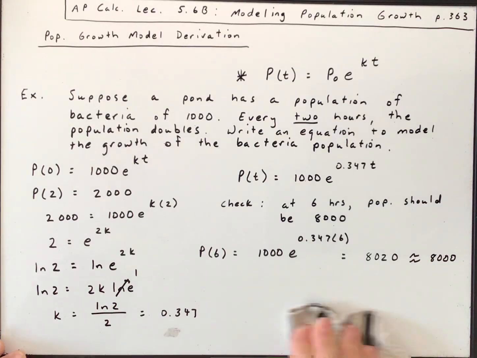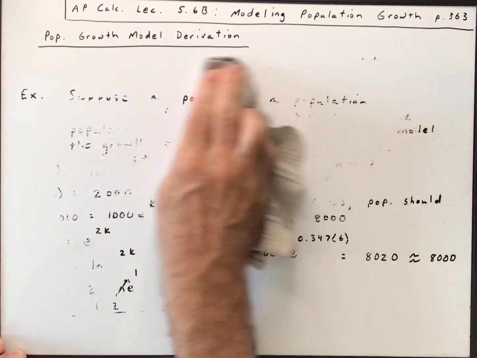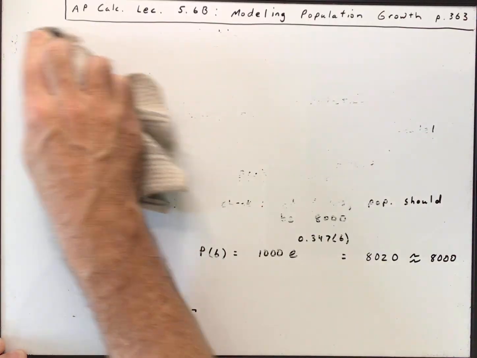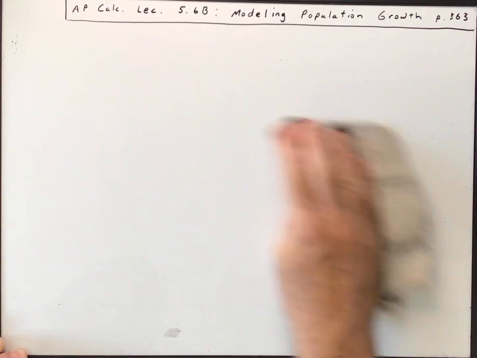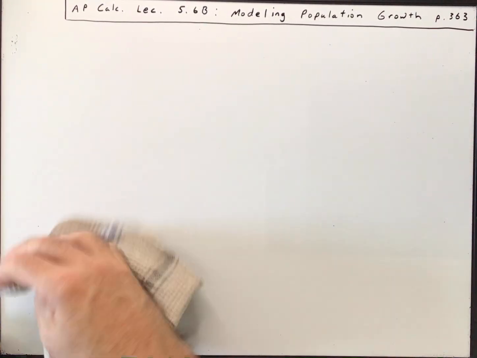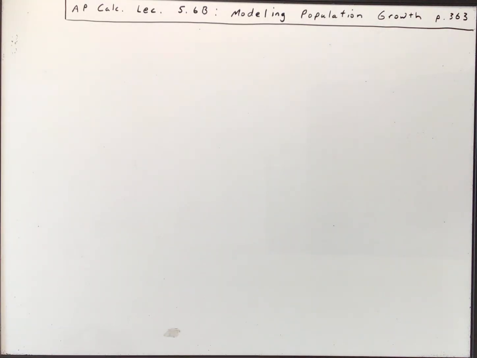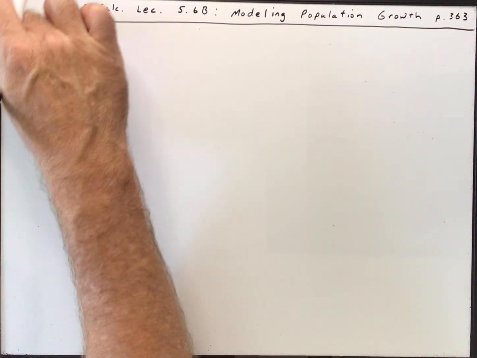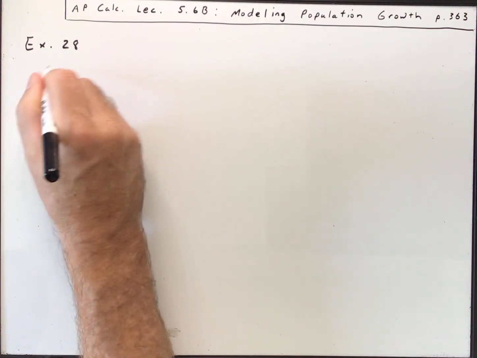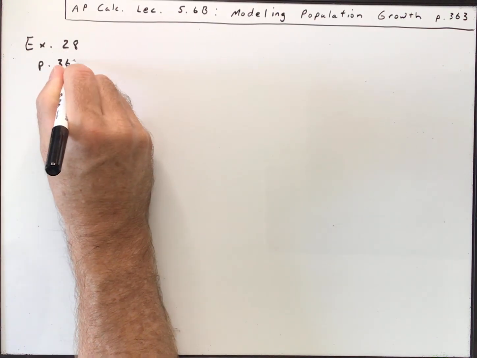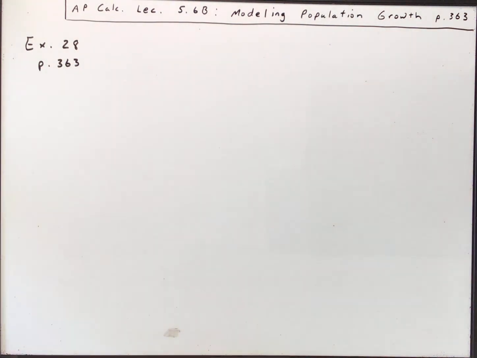All right, let me clear the board and we'll work some problems from the book. So if you want to turn to page 363, we're going to work number 28. All right, so 28 is about radioactive decay. So let me bring that problem into view.